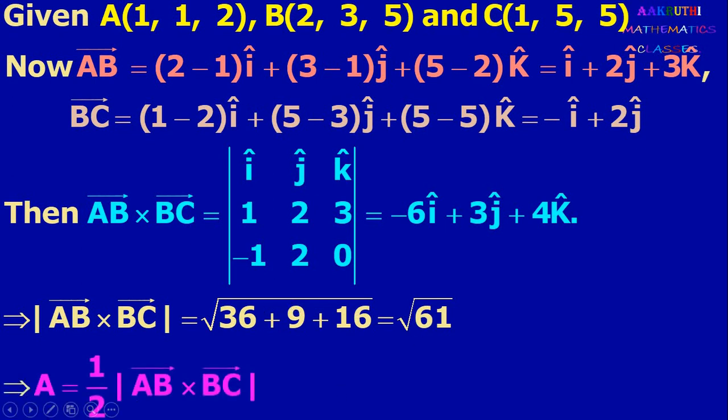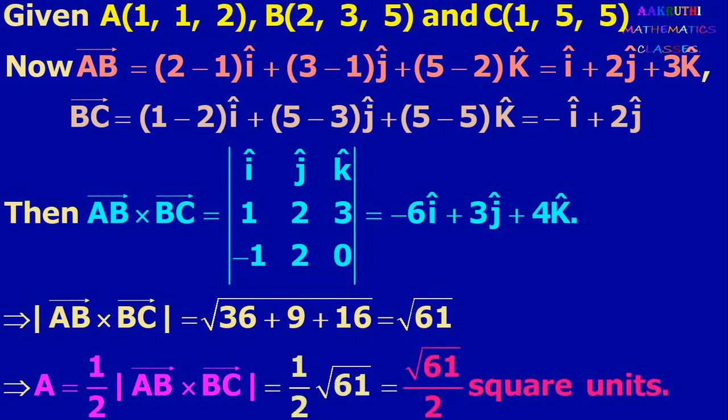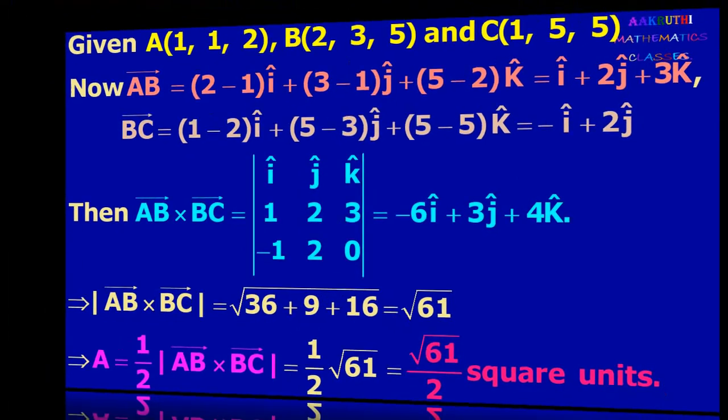And here we have area of triangle equal to half into magnitude of AB vector cross BC vector, and it is half into root of 61. Therefore, the area of the triangle is root 61 by 2 square units.